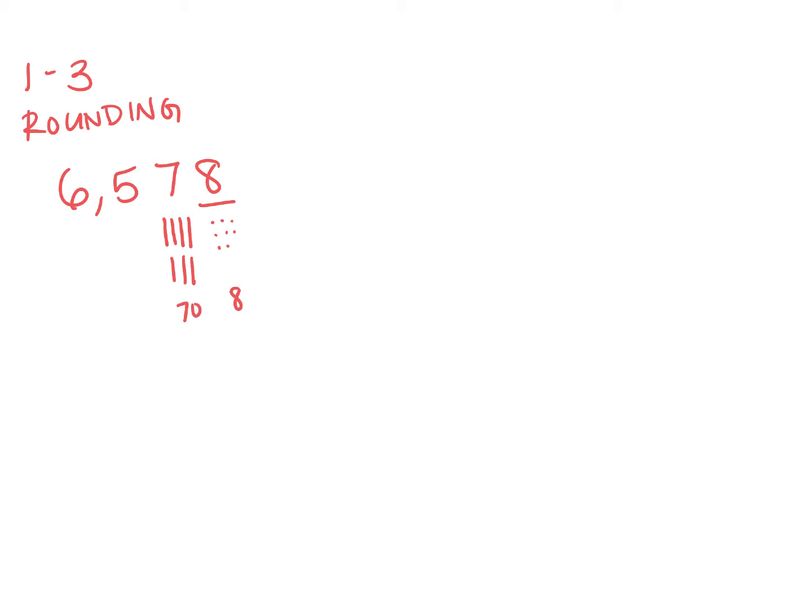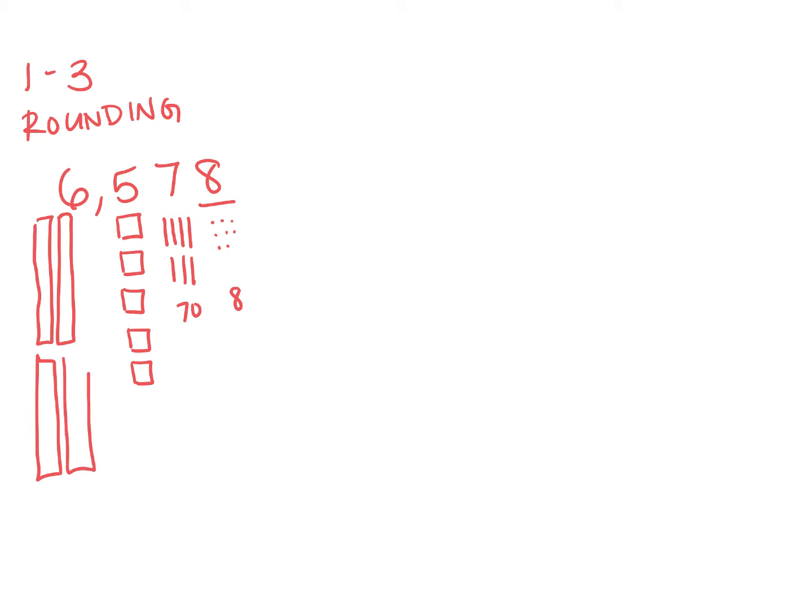This is 70. Now 5 here actually means 500. So 100, 200, 300, 400, 500. 6 is 6,000. So these are huge. 1, 2, 3, 4, 5, 6. So this is 500 and this is 6,000.